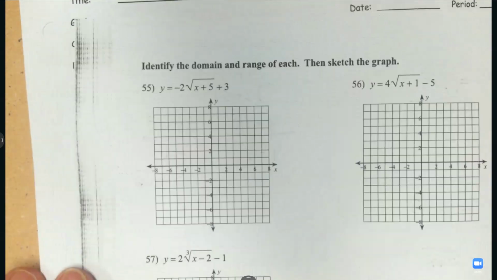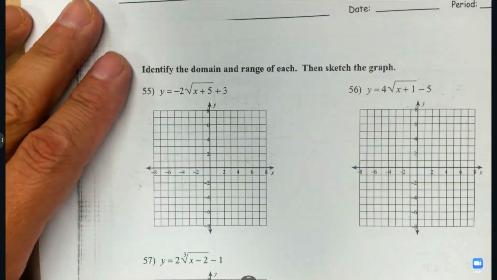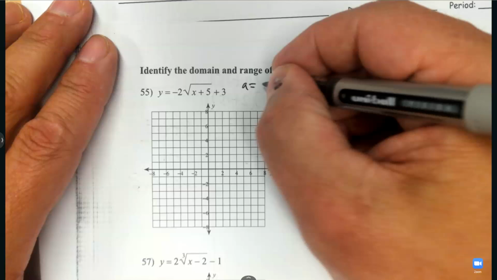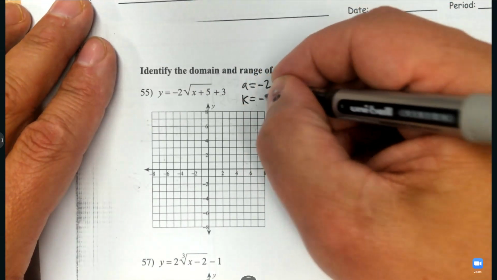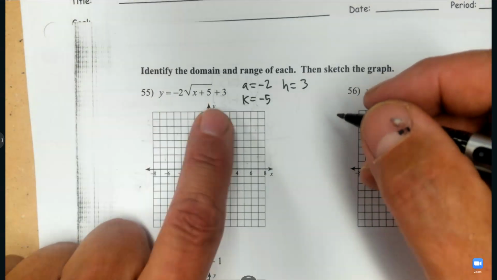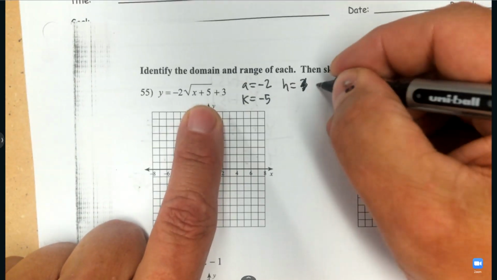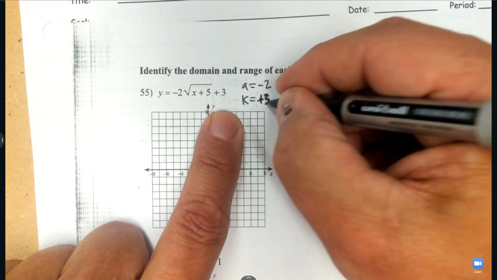Graphing. And then we're done. Do you remember how to graph a square root? So A is negative 2, H is negative 5, and K is positive 3.